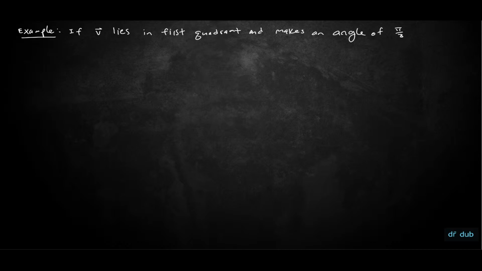Let's look at another example. If v lies in the first quadrant and makes an angle of pi over 3 with the positive x-axis, and the magnitude of v is equal to 4, find the components of v.